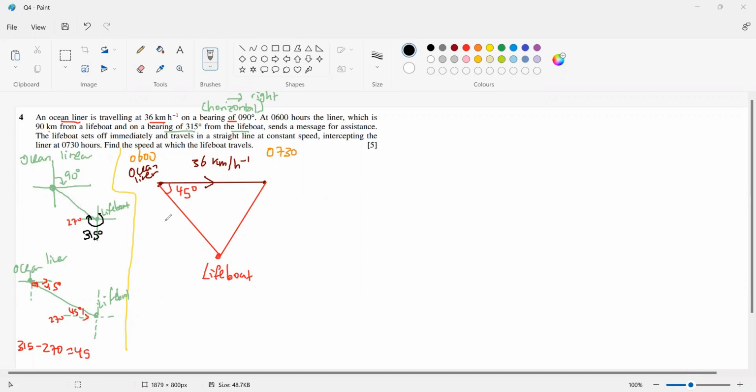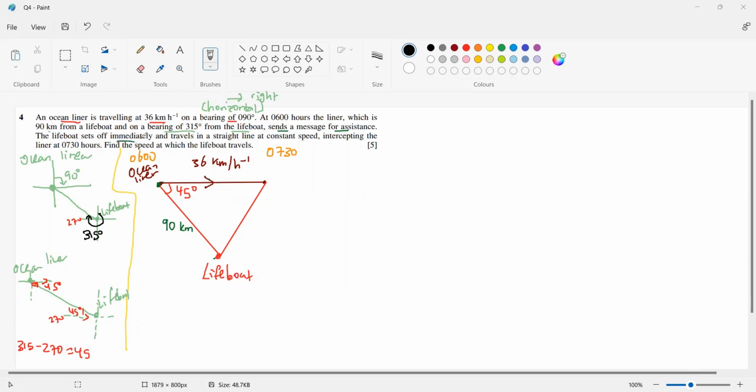90 km is a distance. So I write here 90 km, between the ocean liner and the lifeboat when they send a message for assistance. Now the mayday. So the ocean liner from here, just imagine the triangle moved, and from here is when the whole drama starts. It starts to run like that, going on like this.